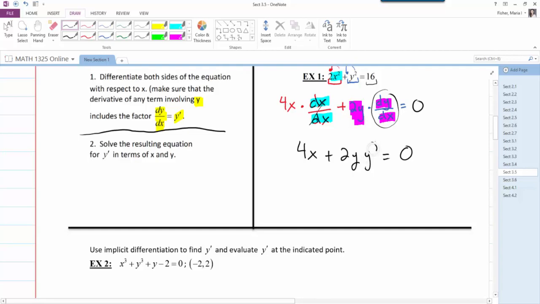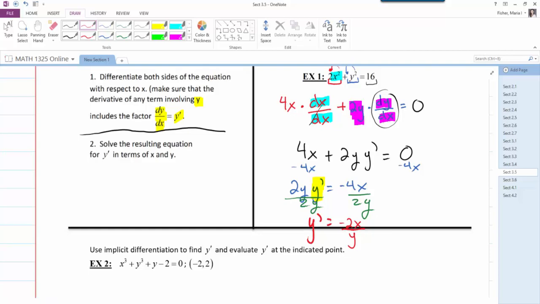So I need to solve for y prime, which means I need to get y prime all alone on one side of the equal sign. So I'm going to start by subtracting off my 4x. So then 2y, y prime is equal to negative 4x. And again, I need to get y prime all alone. So I'm going to divide both sides by 2y. And I end up with y prime is equal to, well, negative 4 over 2 is just negative 2. And then I can't reduce between x and y, so it's negative 2x over y. So the derivative of 2x squared plus y squared equals 16 is negative 2x over y.